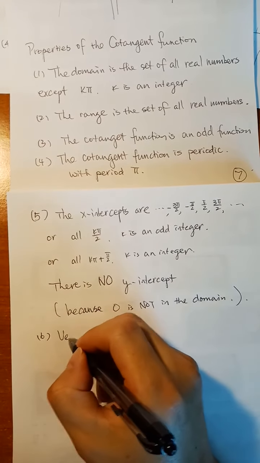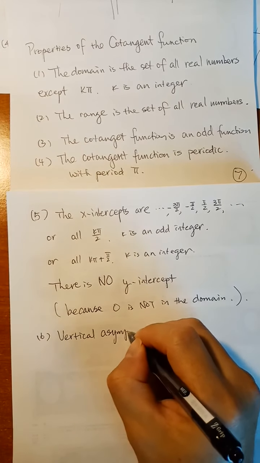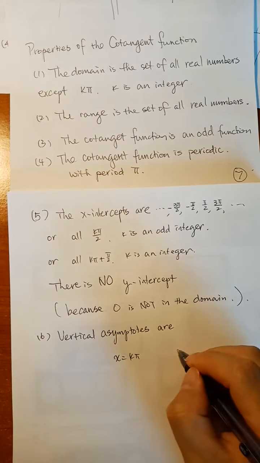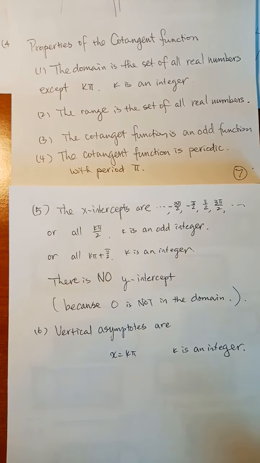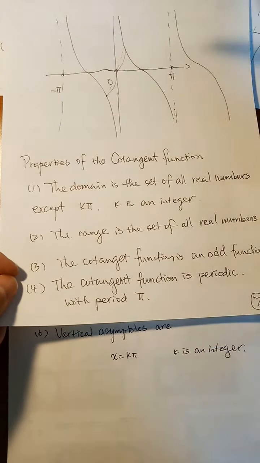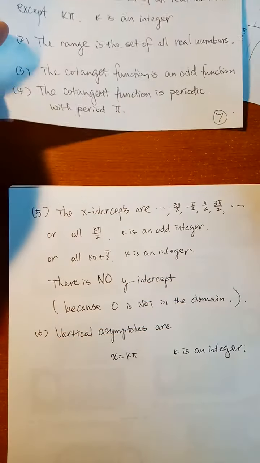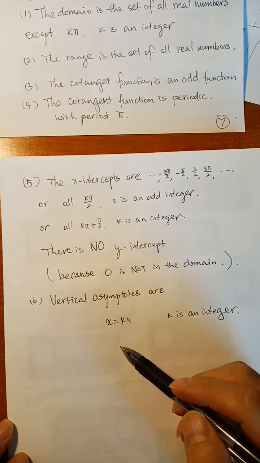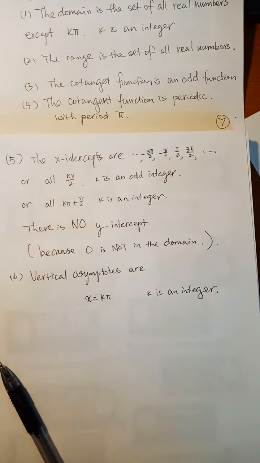So the vertical asymptote is x equal to k pi, k is an integer. X equal to k pi. See here, all the 0, pi, negative pi, 2 pi, negative 2 pi stuffs. So whenever the point is not in the domain, they provide the vertical asymptote. Okay, so that's the corresponding list for the cotangent.